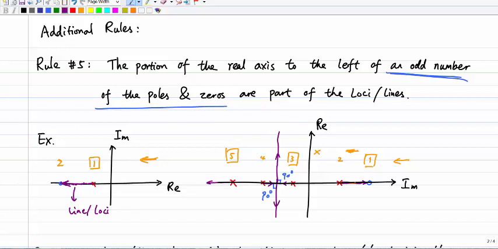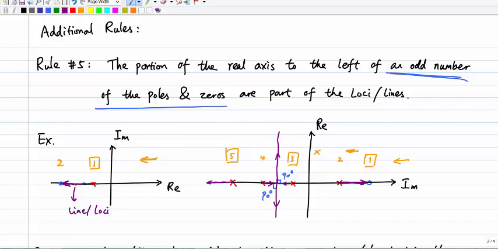Let's take a look at this one. This is a little bit more complex, okay? So again, I can see this part is part of Loci because it's according to rule number 5. Also, this is part of Loci, and also this is part of the Loci, of course, to infinity. I draw this line because according to rule number 2, it must start from pole and end at 0. Similar for this one, start from 0 and go to infinity, right? Because I have no more zeros, for the others it will go to infinity.